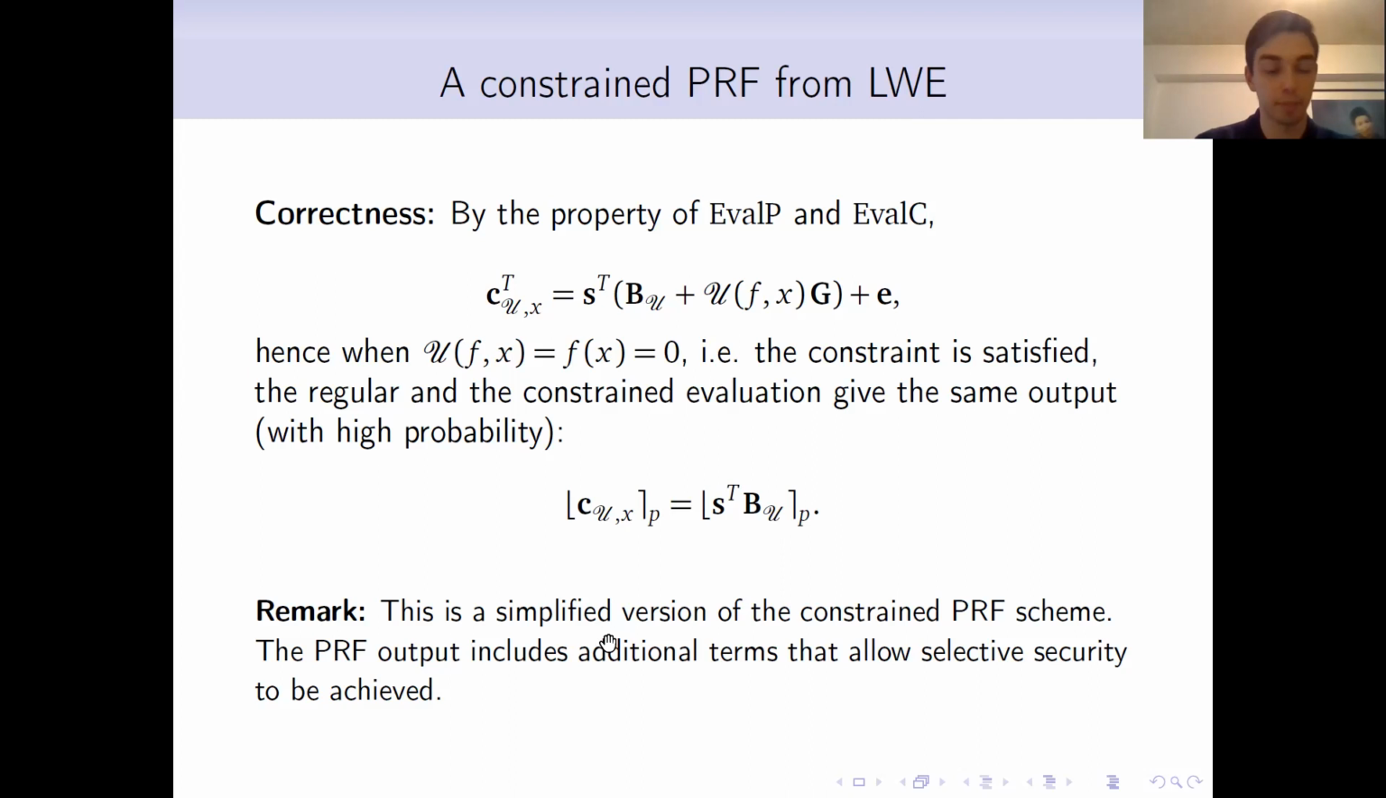I want to note that I'm presenting here a simplified version of this construction. In the original constrained PRF, there are a couple more variables which are important in the security proof. This scheme is selectively secure. This is a weaker notion than full or adaptive security, in which in the security game, the adversary has to choose a constraint F at the beginning of the game before being able to make any queries.